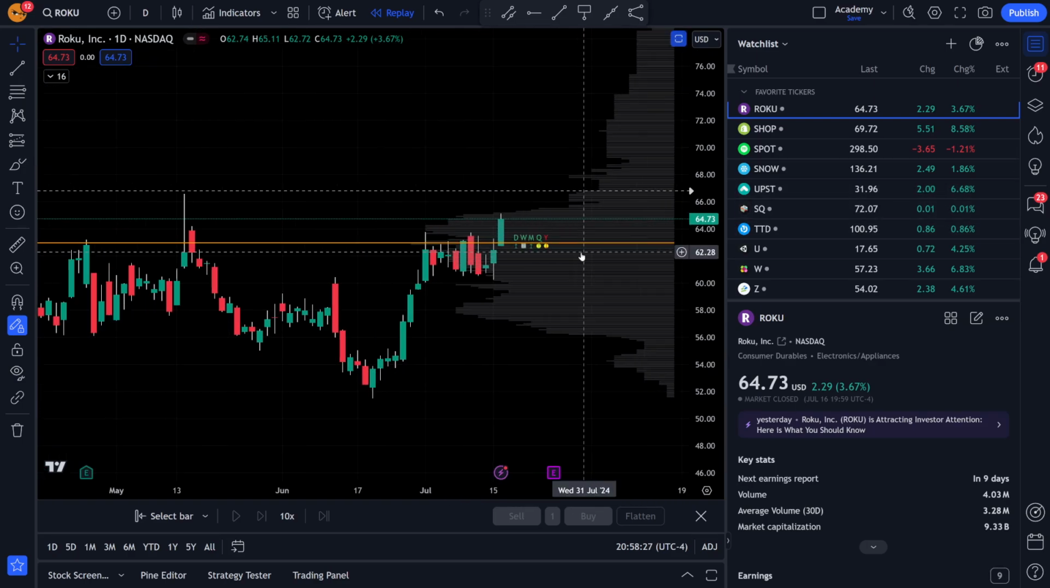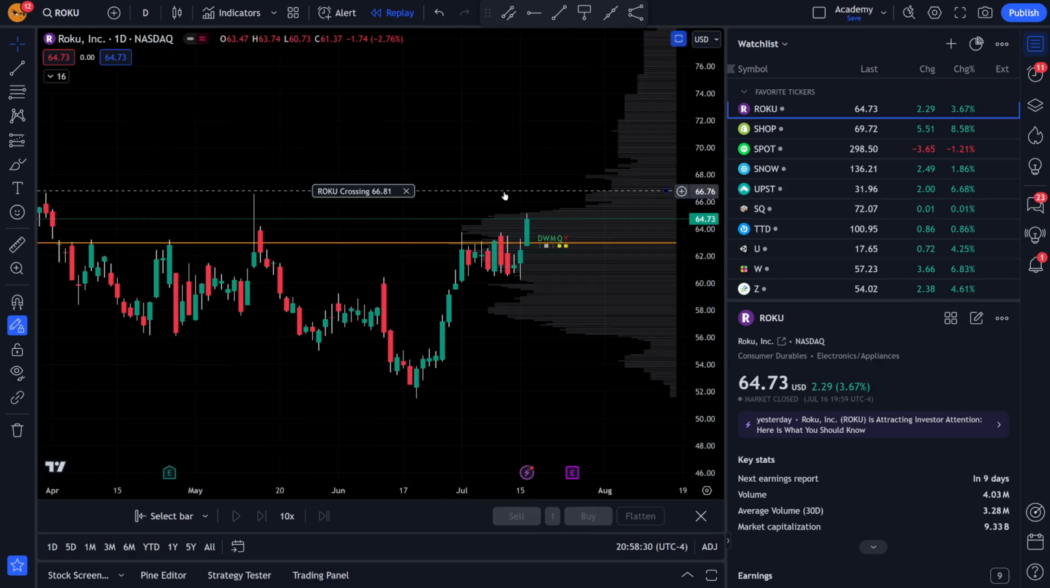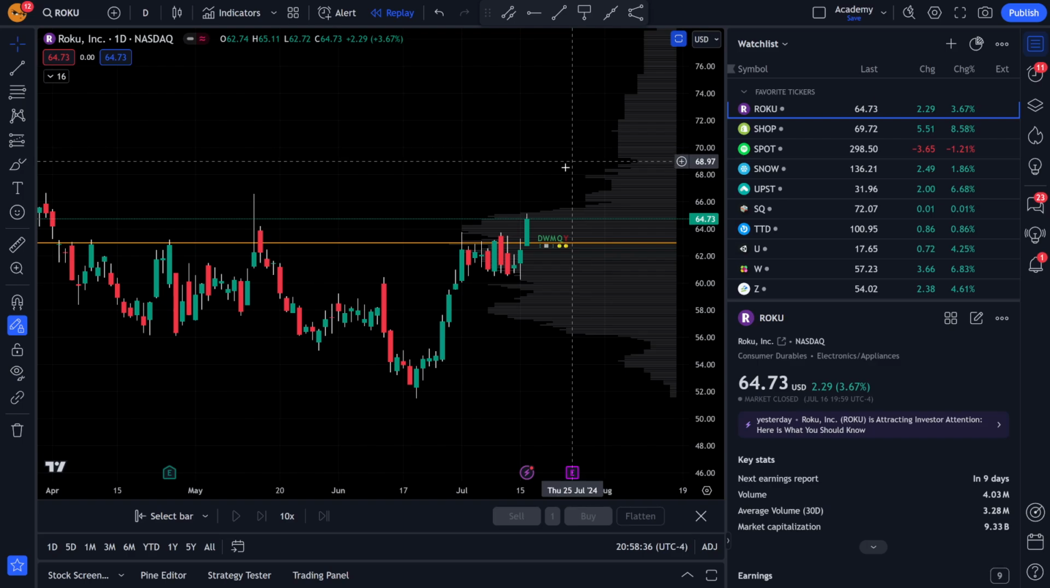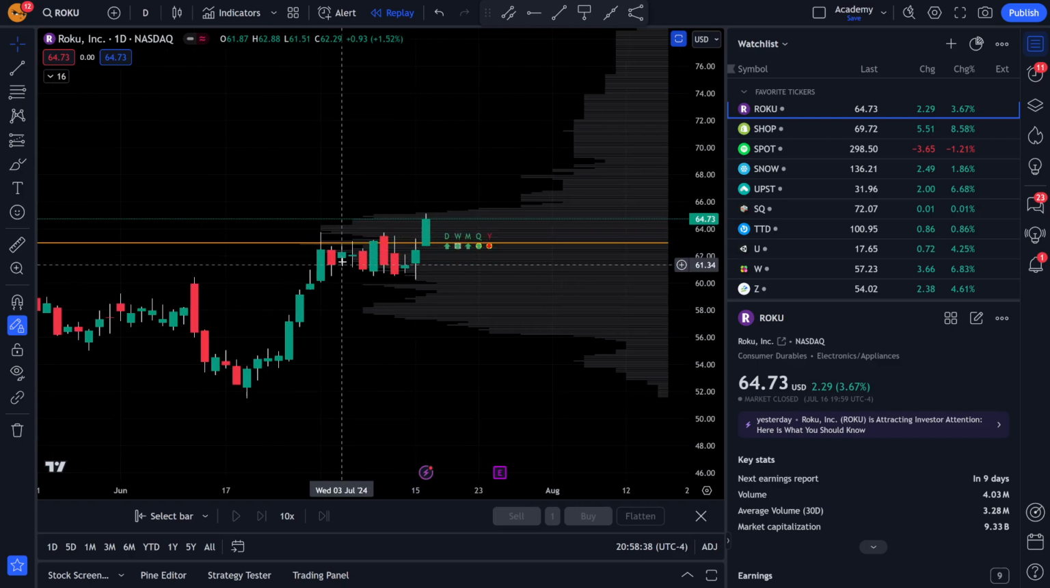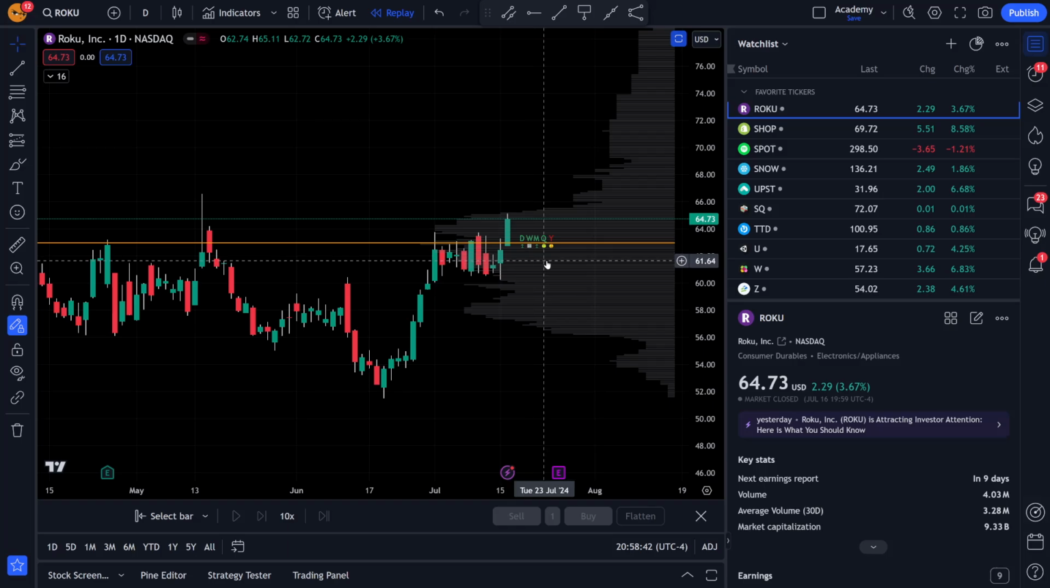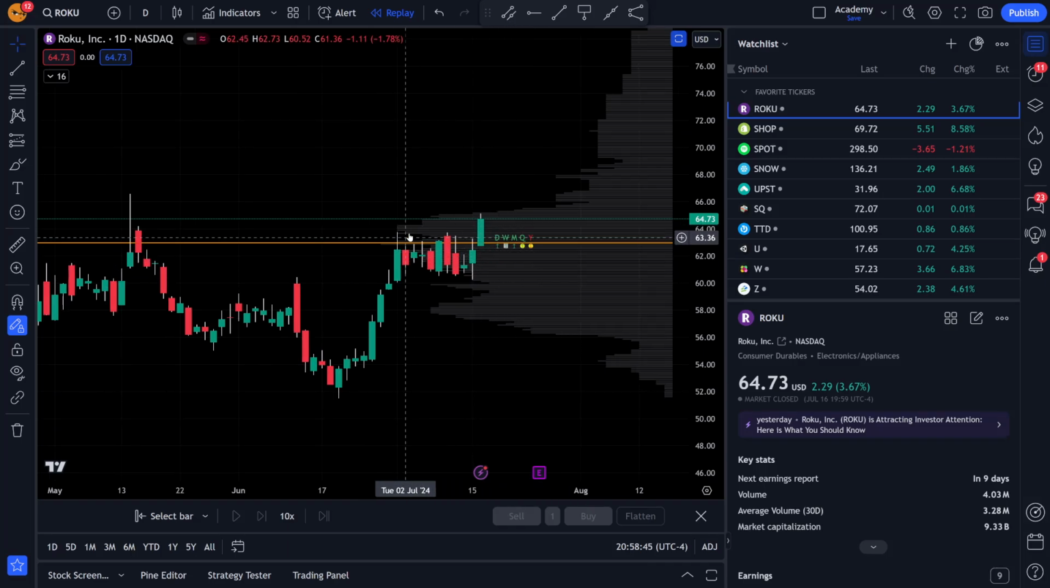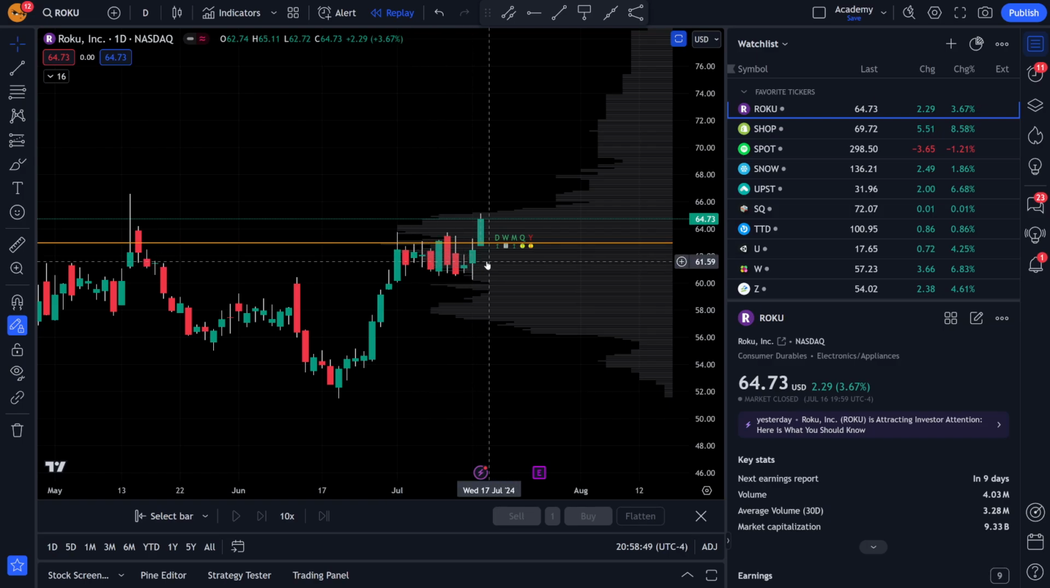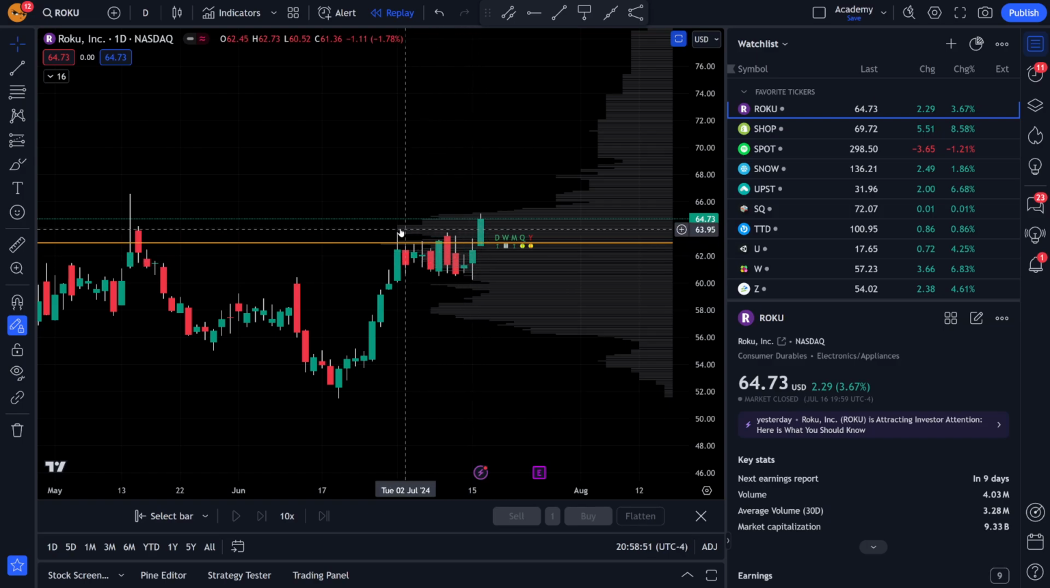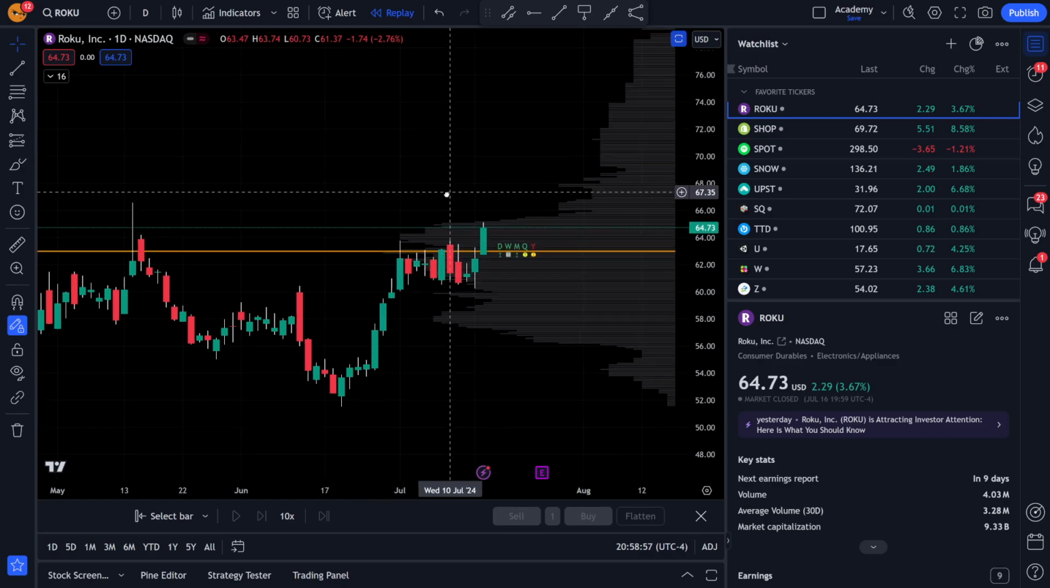In a way, this is Roku. For Roku, we've been in a high volume area for a really long time, right? And you see, if the volume starts covering up the candles, that typically means the volume is really high. But now, in a moment here, Roku's trying to break past this high volume area.